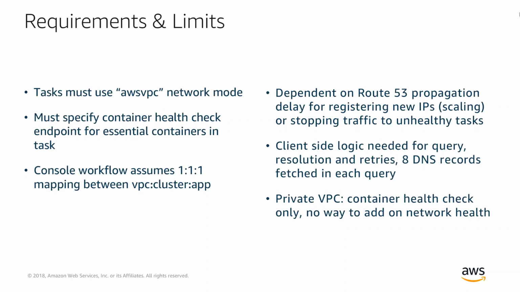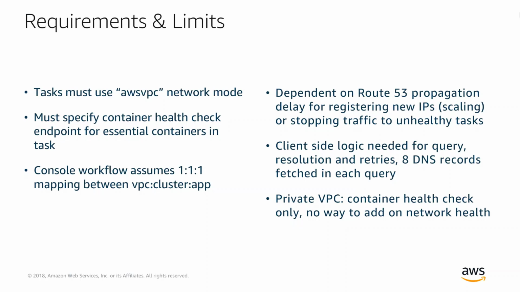And the final limit is that when you're using a private VPC, you have to have the container health check only. You can't have a network health check. This means you need to specify a custom Docker health check in order to make sure that that container is up and running, rather than counting on a load balancer or some external process to hit that container over the network and verify that it's actually there.